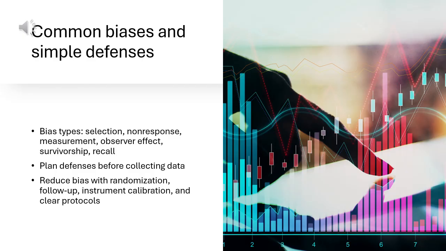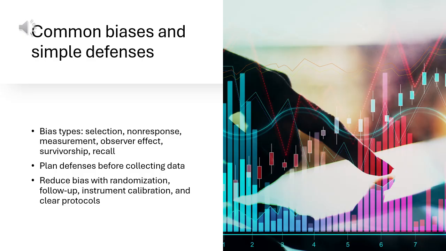Bias creeps in silently and bends results. Plan defenses before collecting data. Selection bias when some groups have no chance to be picked. Non-response bias when selected people decline or cannot respond. Measurement bias from poor instruments or unclear questions. Observer effect when behavior changes under observation. Survivorship bias when failures vanish from records. Recall bias when people forget or misreport.